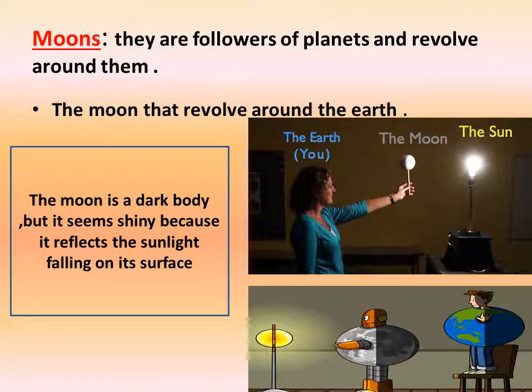Moons. Moons are called the followers of planets because they revolve around them. When we look at the night sky, we see the moon, and we notice that the moon is a shiny body. But the moon isn't a shiny body. The moon is a dark body, but it seems shiny. Why? Because it reflects the sunlight falling on its surface.